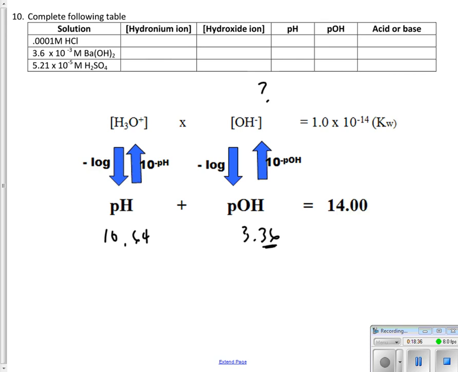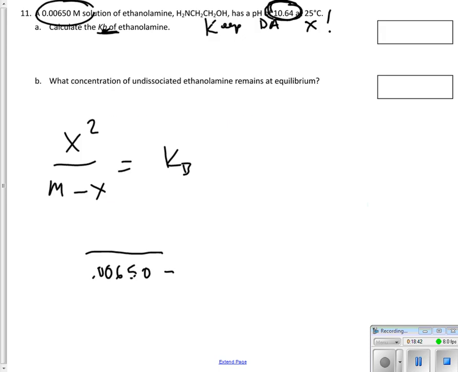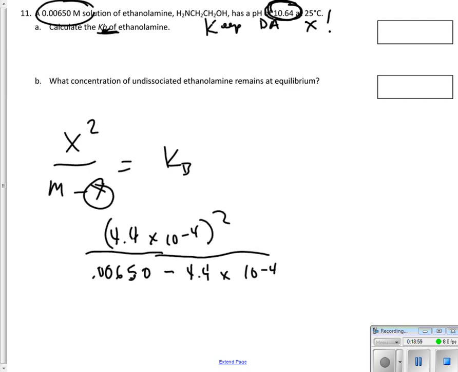That's my OH concentration. So really, to do this problem, all I'm going to do is put 4.4 times 10 to the negative 4th there for X, and I'm going to put 4.4 times 10 to the negative 4th up here, and I'm going to square it. And then after that, you just pop it into your calculator. The key is, if they ask you for Ka or Kb, all you have to do is keep the X. The second question asks you, what's the concentration of the undissociated?